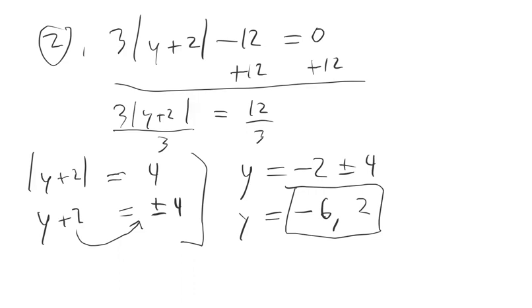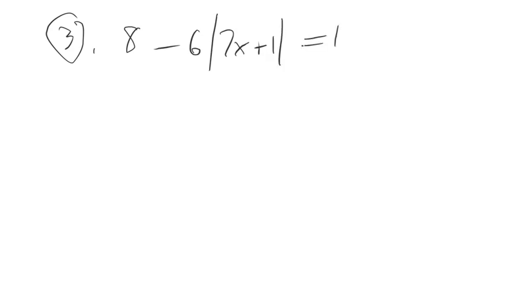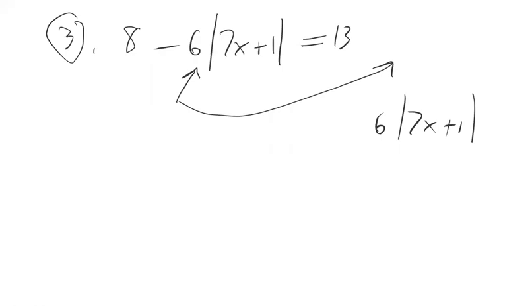Now let's go ahead and do a third example problem for the test review. This one says 8 minus 6 absolute value of 7x plus 1 equals 13. So what I'm going to do is, see, this is a negative term, so I'm going to move this term to that side, so it'll become positive 6 absolute value of 7x plus 1 when you move it to the right side. But then I'm going to move this 13 to this side, so it'll become negative 13.